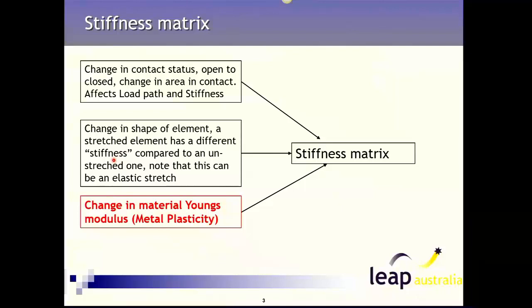The last one is a change in material property, or Young's modulus of the material. When your material goes into yield, it will have a different effective Young's modulus, so it will no longer be linear in that range.